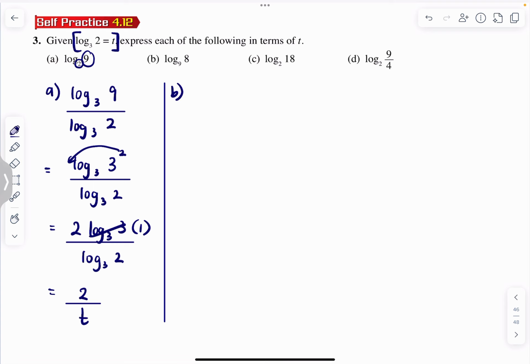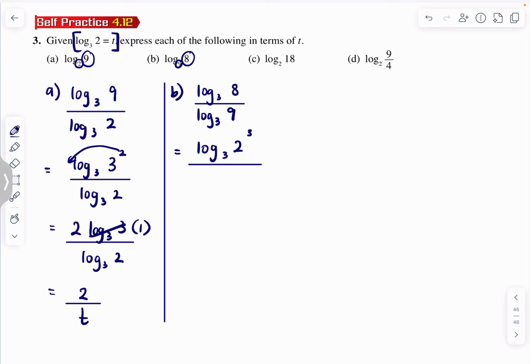Okay. B. Log_9 8. Same thing. We change to base 3 first. Log base 3, so big number goes on top, small number goes below. So 8 is 2 cubed, so you can change that to 2 cubed. And 9, same like just now, is 3 squared. So these powers we can bring forward. So 3 log_3 2 over 2 log_3 3.